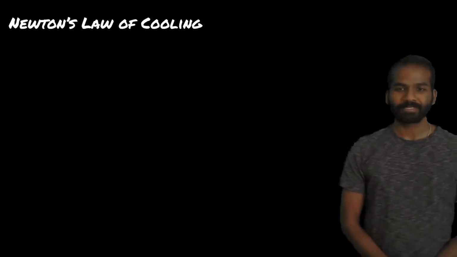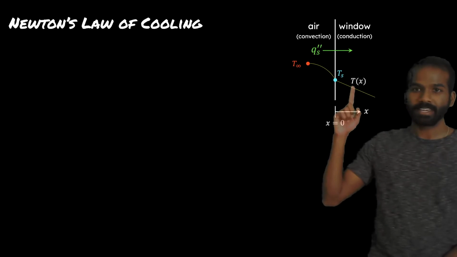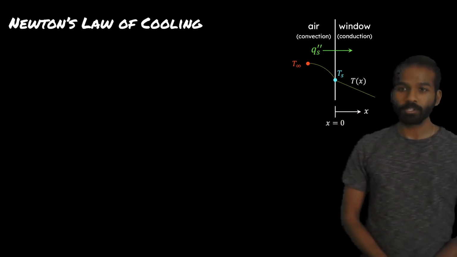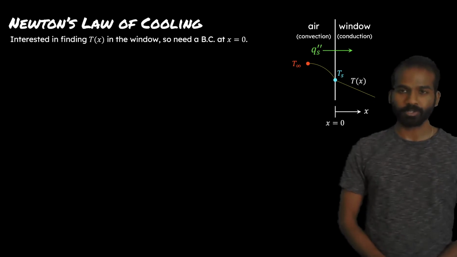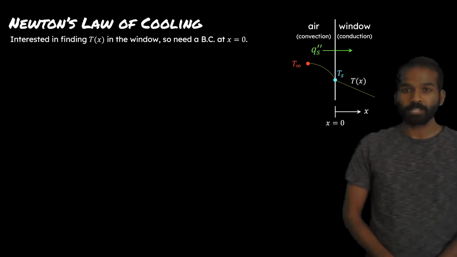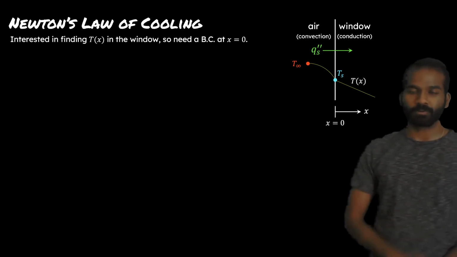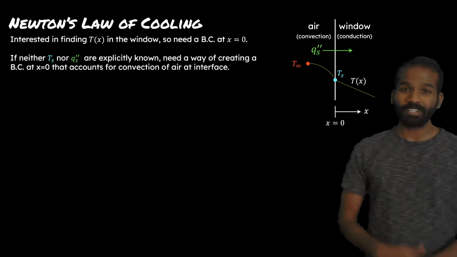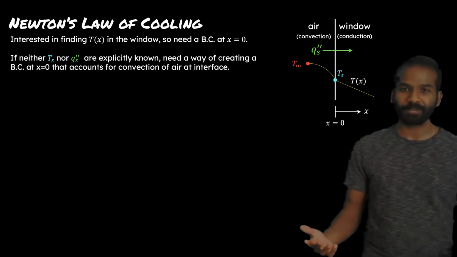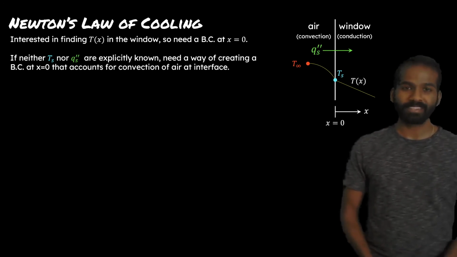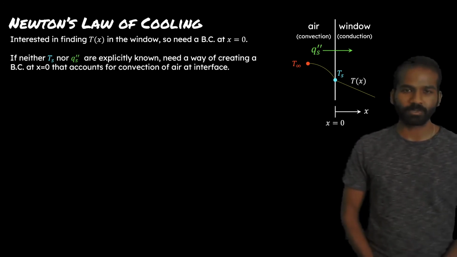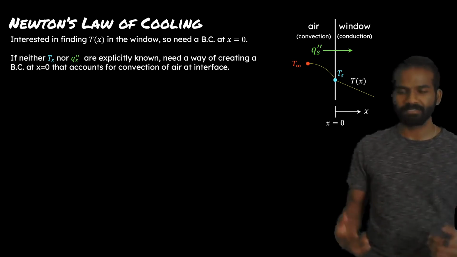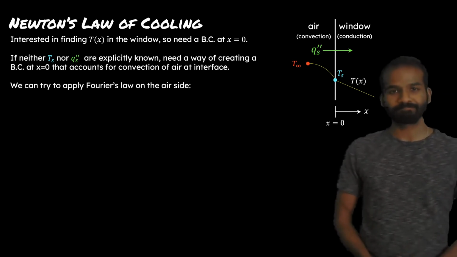Imagine we have a system in which a window pane is in contact with air. The window pane has conduction of heat through it, while the air is convecting. We're interested in finding the temperature distribution, T of x in the window, so we need a boundary condition at x equals 0. If we know neither T sub s, the explicit value of the temperature, or q sub s double prime, the heat flux at the interface, then we need a way of creating a boundary condition at x equals 0 that accounts for the fact that there is convection of air at this interface.